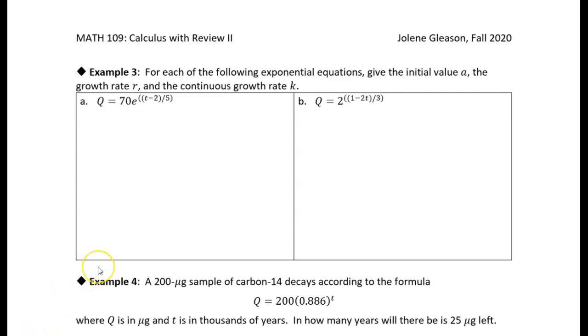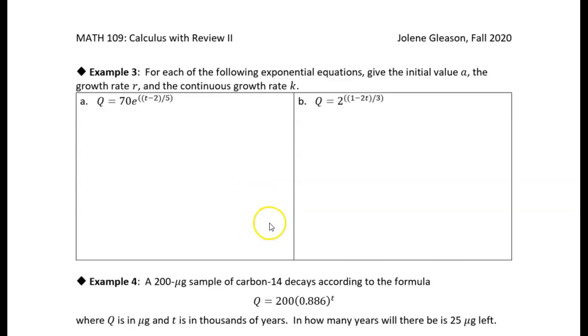All right, so example 3 is very similar to the last two that we were doing, but the equations are just a little more complicated. They don't look like they're in either one of the forms that we had initially, the Q equals A B to the t, or the Q equals A e to the kt. But that's okay, we can still deal with it.